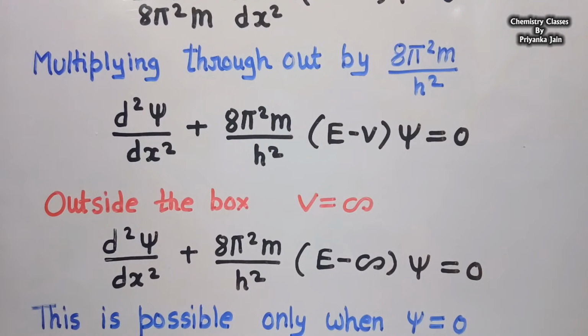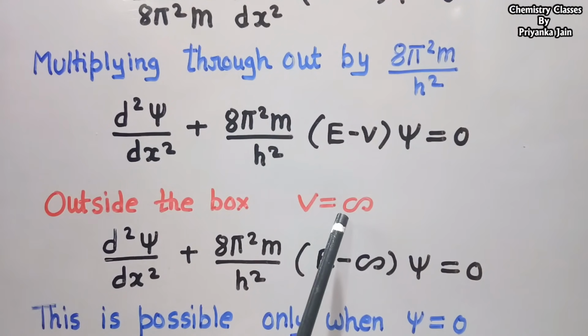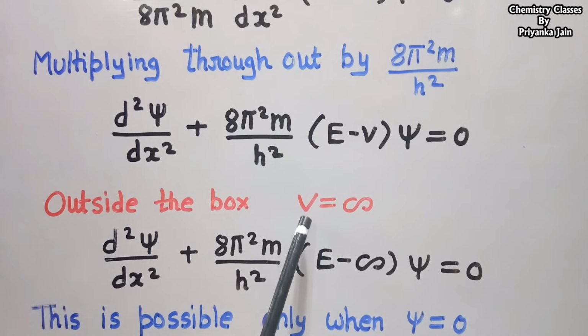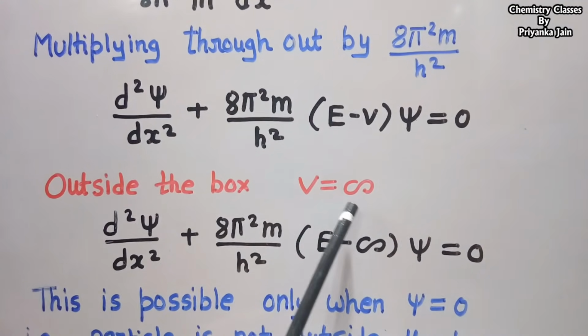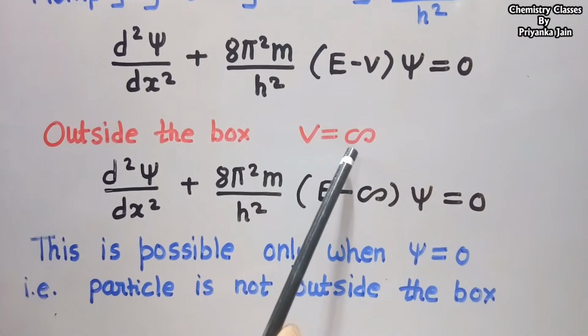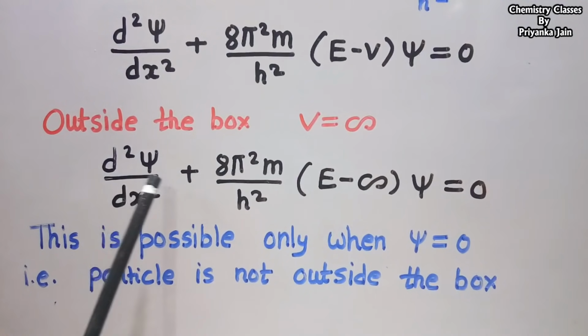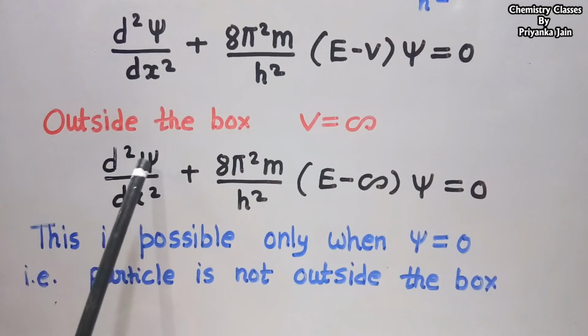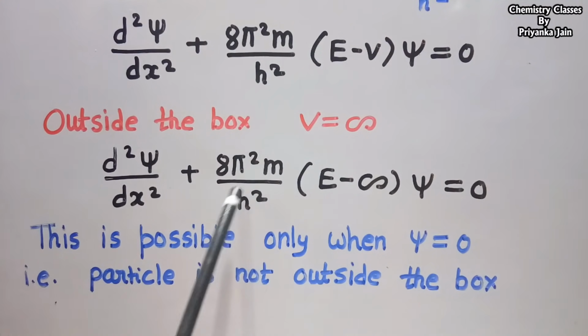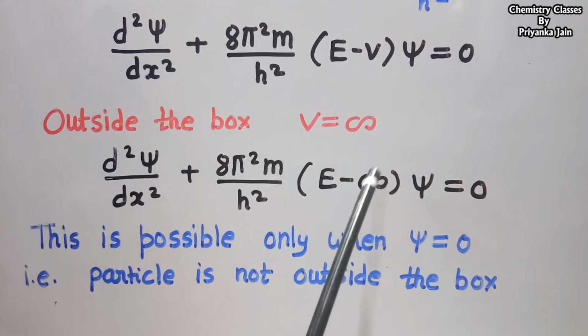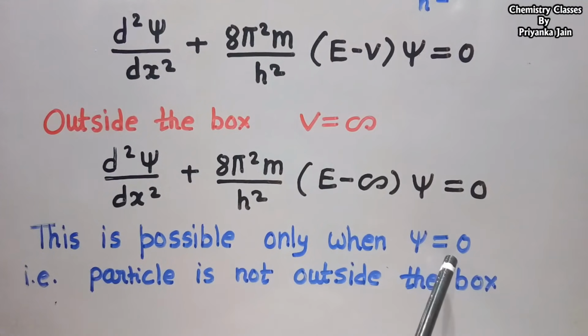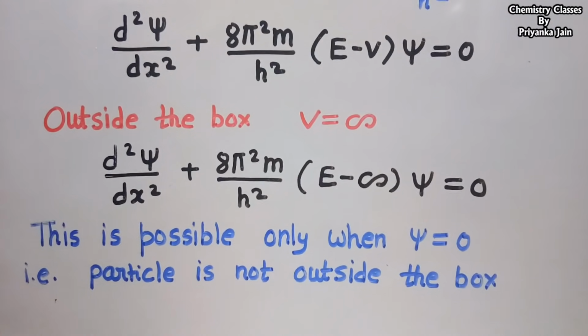So the first condition, when the particle is outside the box, V will be equal to infinite, as we have said earlier that the potential energy at the boundaries and outside the box will be infinite. If we put this value of V in this equation, it will take the following form: d square psi upon dx square plus 8 pi square m upon h square (E minus infinity) psi is equal to 0. And this is possible only when psi is equal to 0. It means the probability of finding the particle outside the box is 0, so the particle is not present outside the box.